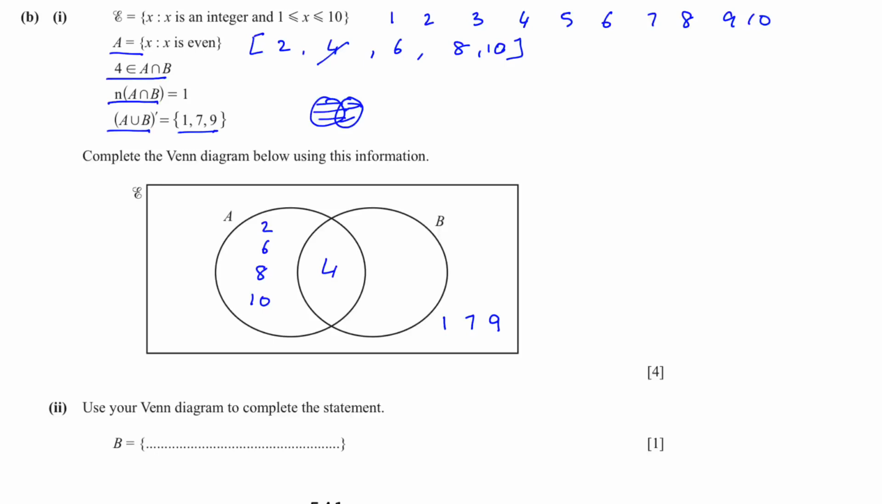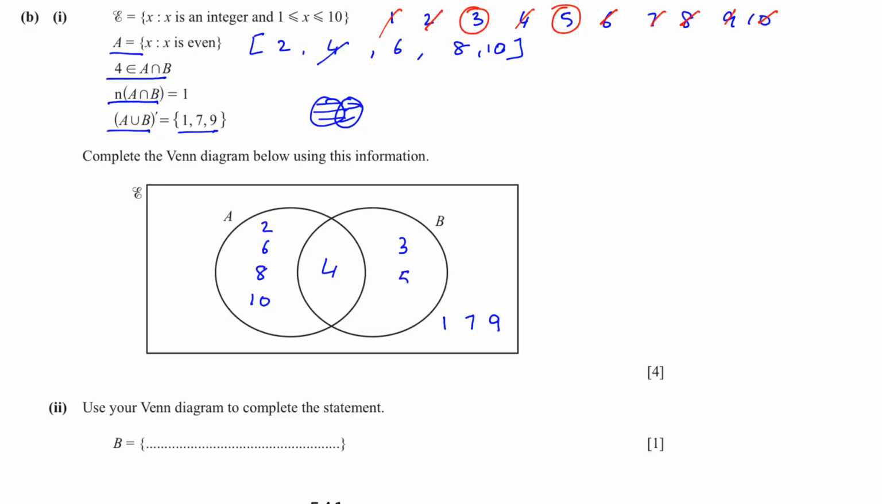Now let's check which numbers have we used. We used 1, 7 and 9 and 2, 6, 8 and 10 and 4. 3 and 5 are remaining. That will be in the only B part.